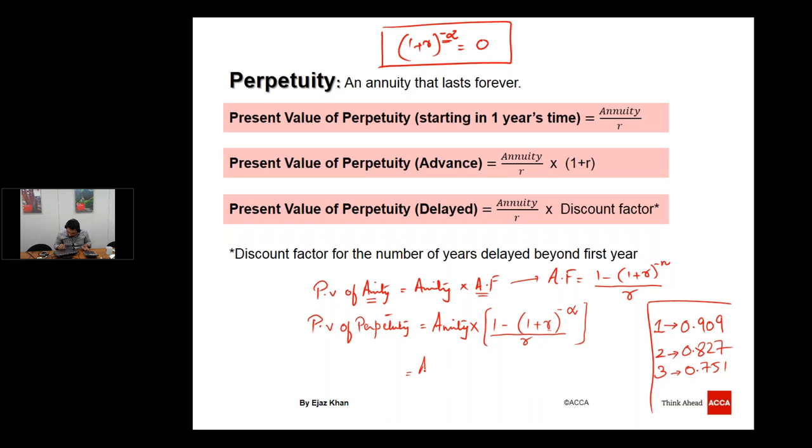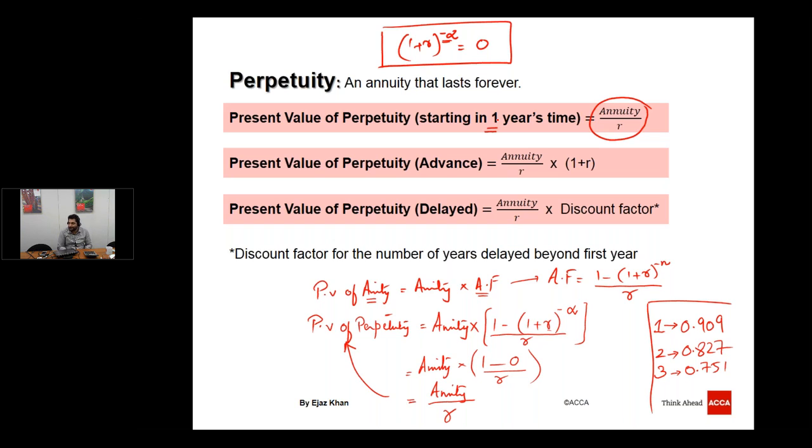So I can write it like this: annuity into 1 minus 0 divided by r. And if I further simplify this, 1 minus 0 is equal to 1, 1 into annuity is equal to annuity, and the simplified formula will be annuity divided by r, that is, the present value of perpetuity will be calculated as annuity divided by r, and here is the formula. But make sure you are aware that this formula will be used for an ordinary perpetuity. So the most simplified form of calculating present value of perpetuity will be the annuity divided by r.